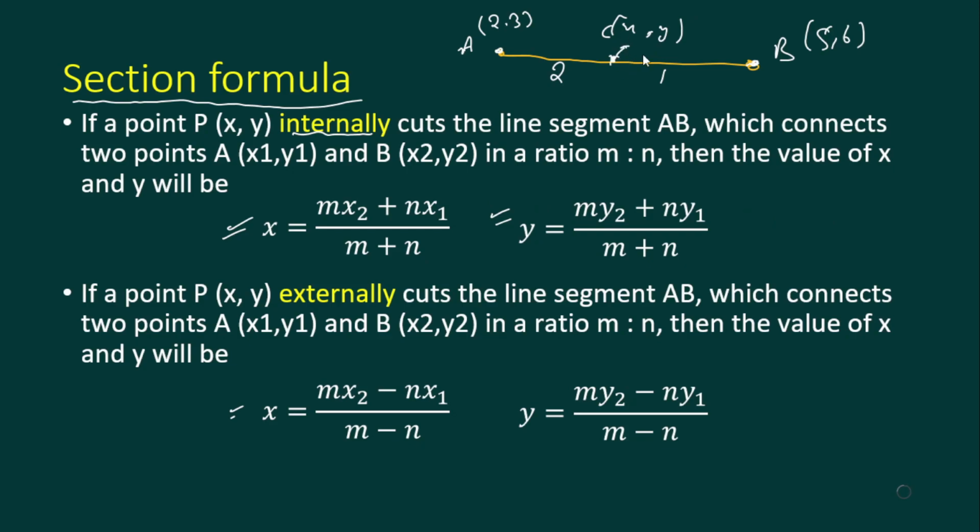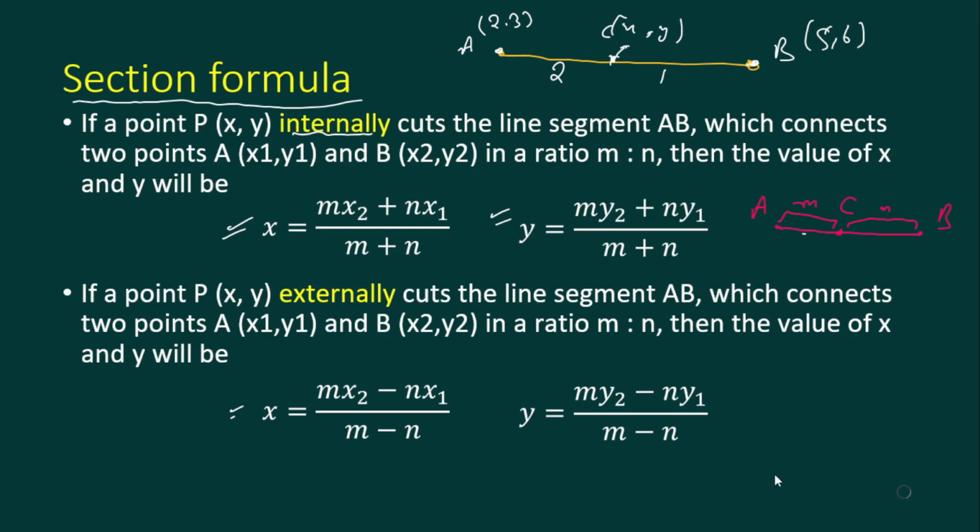So this is the point. If we have a line, let's say this is a line AB and this is point C, so this is m and this is n, the ratio m:n. So this is basically internal. This is the internal bisector.